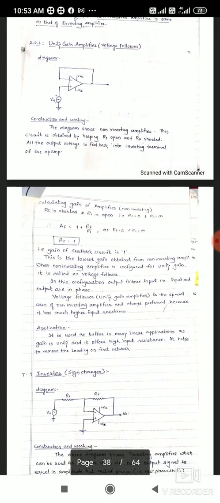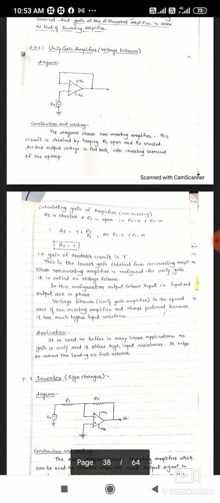Okay, so we have completed all three types of closed loop configuration. First, we have completed the inverting amplifier with feedback. Second, the non-inverting amplifier with feedback, and third, the differential amplifier with feedback. So in closed loop also, and in open loop also, we have completed all these parts.